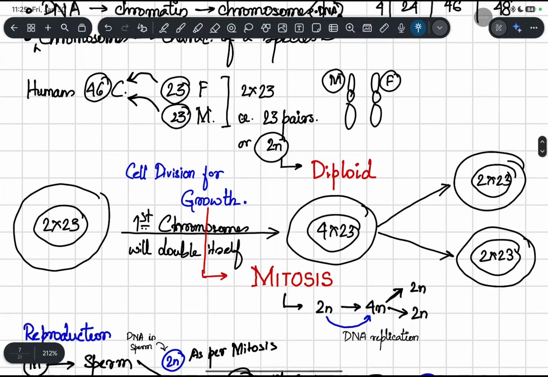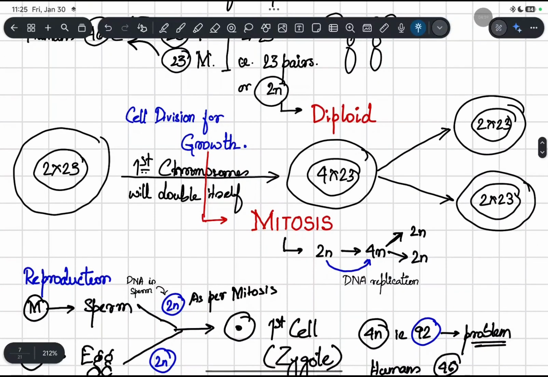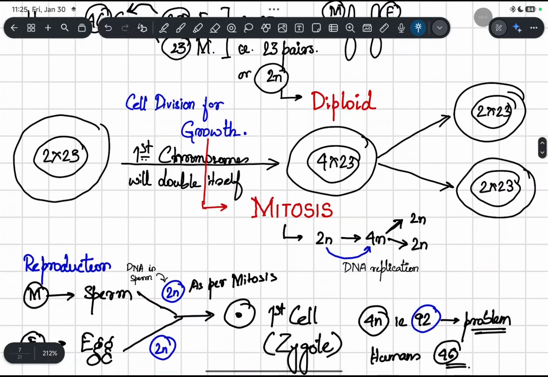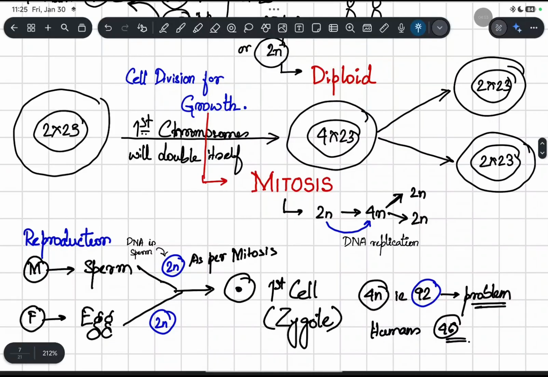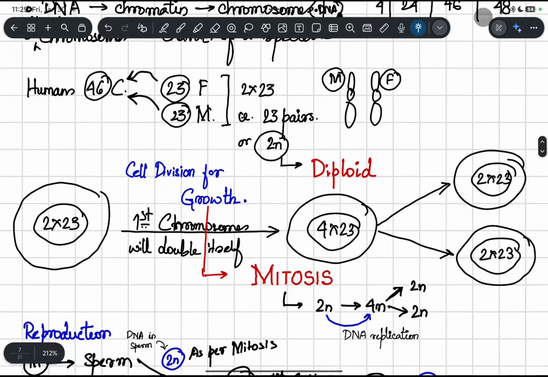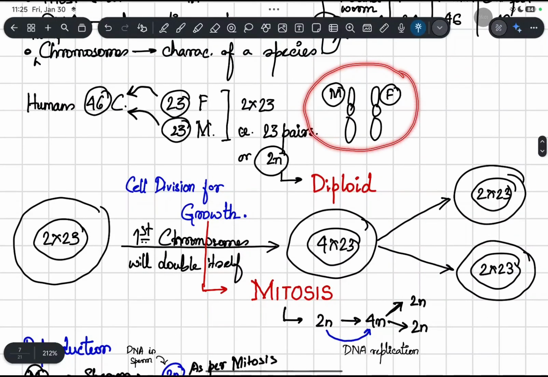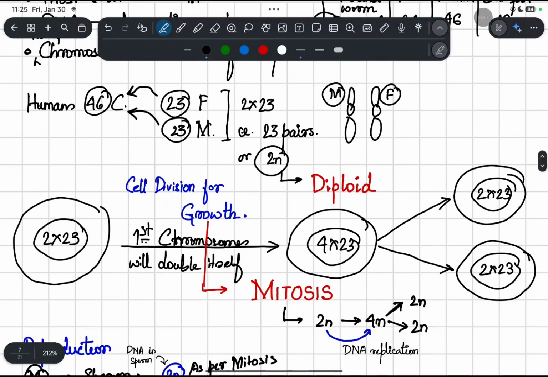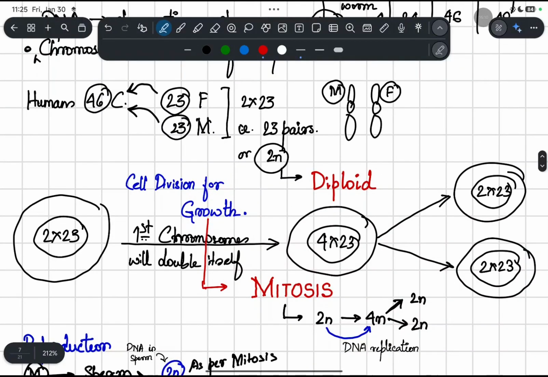So what actually happens during cell division? There are two different processes for cell division. One is mitosis, the other one is meiosis. During mitosis, here we have a cell with 2 into 23 chromosomes. During cell division, the chromosomes first double themselves. If I draw the diagram, suppose this is a cell, first the chromosomes replicate themselves. It will do like this, right?